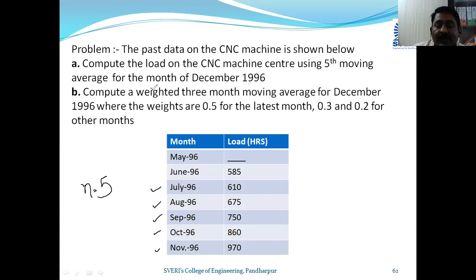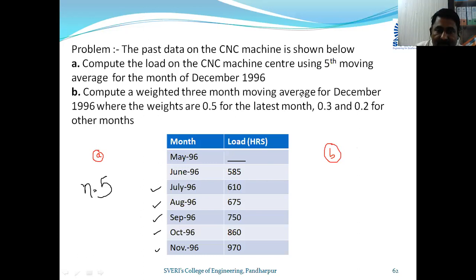Now, what is asked second? Compute the weighted 3-month moving average. See, the weighted moving average is asked, for 3 months again. So let us go slowly. The 3-month weighted moving average for December 96. I will write on the other side now. Here I have written for solving part A. Now I will write here for solving part B.